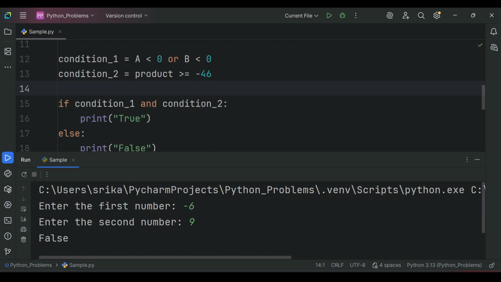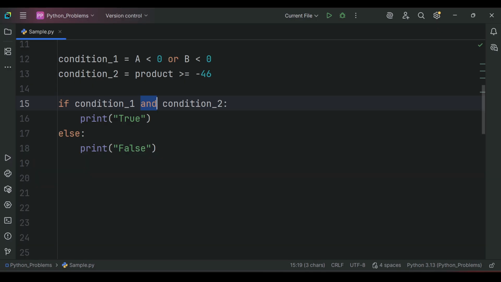Okay. Here what is he asking? He used the AND operator. That's why one condition is true and another condition is false, so the output should be false. Okay, that's it for this problem, friends.